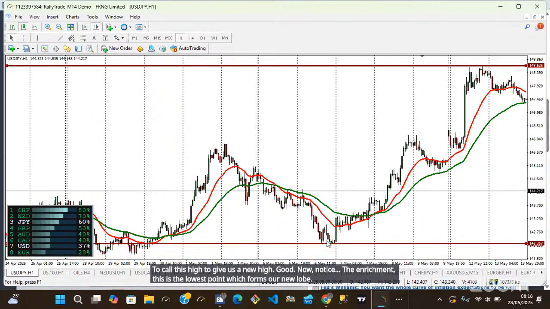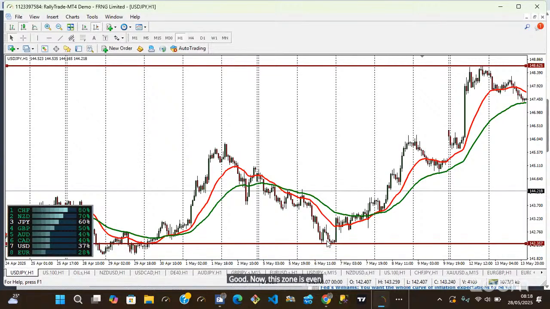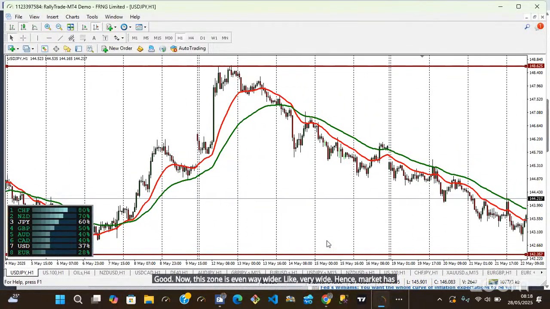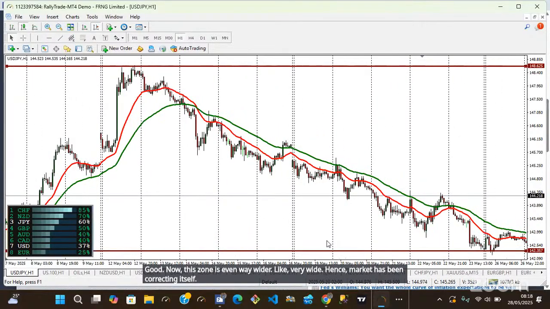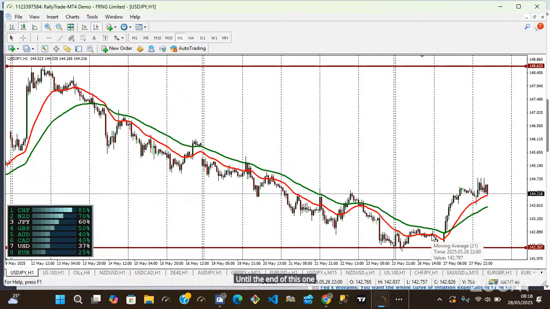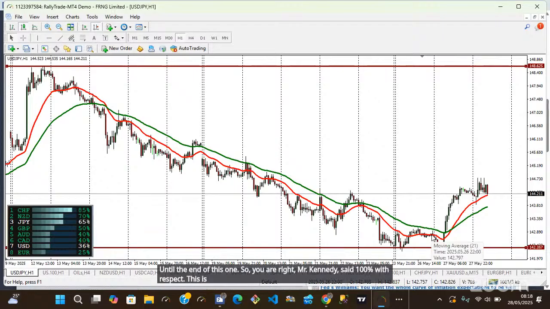Good. Now this zone is even wider, very wide. Hence, the market has been correcting itself, retracement, impulse, until the end of the zone. So you are right, Mr. Kenny, you said 100% retracement. This is 100%. It retraced completely, right?